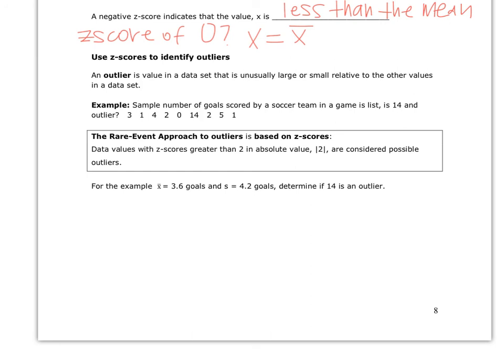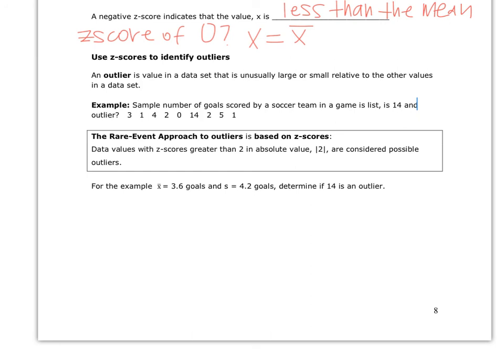So let's look at this example. The sample number of goals scored by a soccer team in a game is listed in our question. Is 14 an outlier? The approach we use with a z-score is called the rare event approach. It says that data values with z-scores greater than 2 in absolute value are considered possible outliers, so greater than 2 or less than -2. So let's test 14 in the example.